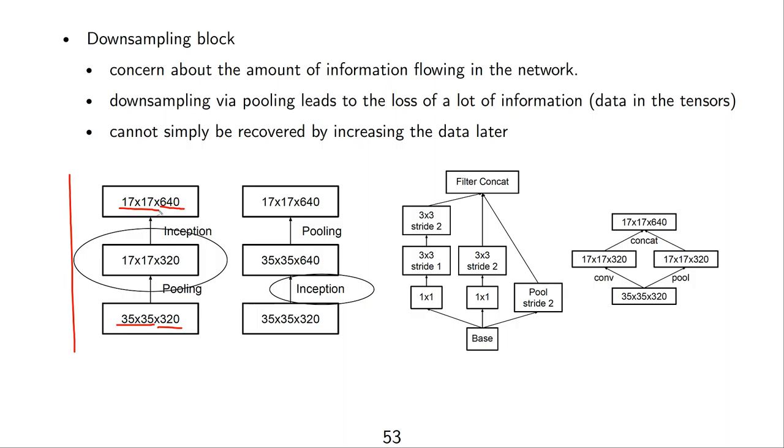But how do we get from this version to this? You could do one pooling layer, so then you get to 17 times 17 times 320, and then you could do maybe a 1 by 1 convolution, or you can actually use a complete Inception block to get to 640 channels and the same resolution. And the Inception block is one of the blocks we discussed before.